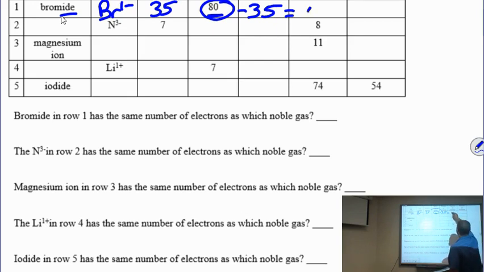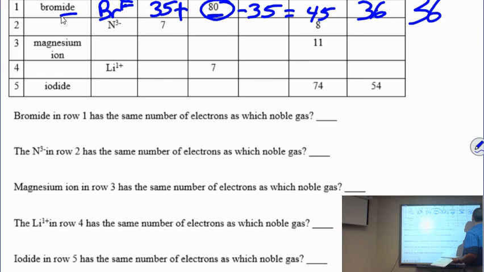So the answer to that is 45. And how many electrons does it have? This is bromide with a 1 negative charge. So it's got 35 positive charges. How many negative charges would it have to have? One more negative charge to give it a 1 negative overall. So here I would need 36.